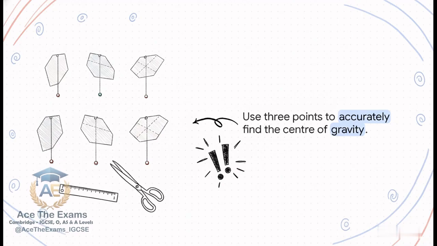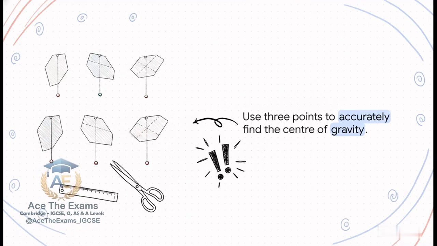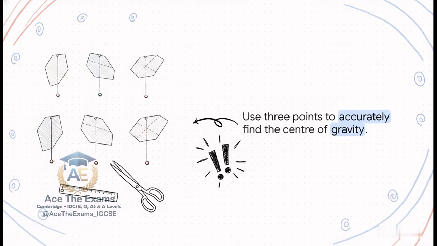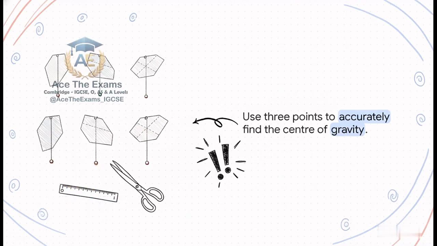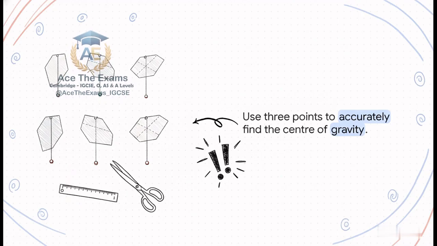First, you must explicitly state that the card is suspended so it can swing freely on the pin. Second, you can't just draw a line straight down. You must mention using a plumb line, a weight on a string, to accurately mark the vertical line. And the fatal flaw? You have to repeat the entire process for at least 2 more pinholes.